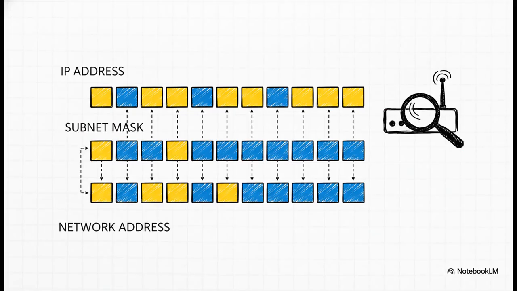So how does a router know which part of the address is the zip code and which part is the street address? It uses something called a subnet mask. You can think of this mask as a stencil or a filter. By laying it over the IP address, the router can instantly figure out which part is the network part and decide, hey, is this packet for someone on my local block or do I need to forward it somewhere else?